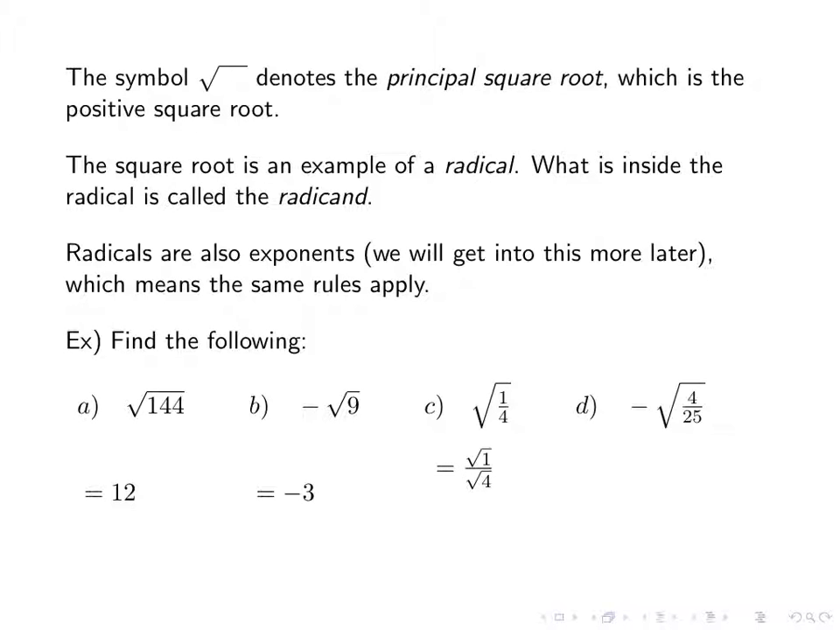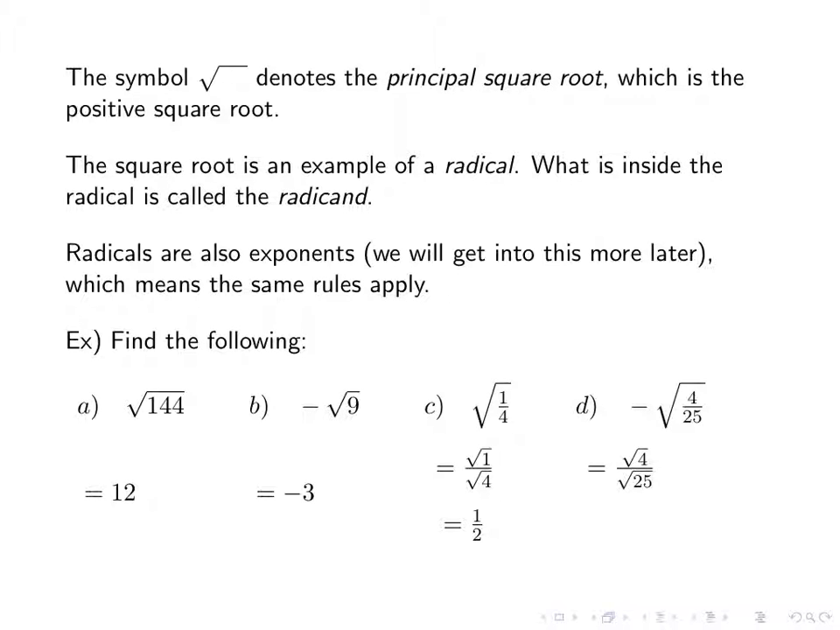For C, we can use the fact that radicals are exponents, and we can break it up. The square root of 1 over 4 is the square root of 1 over the square root of 4. Now the square root of 1 is 1, and the square root of 4 is 2, so therefore we get 1 over 2. And you can try this out. Is 1 over 2 times 1 over 2 equal to 1 over 4? Yes, it is.